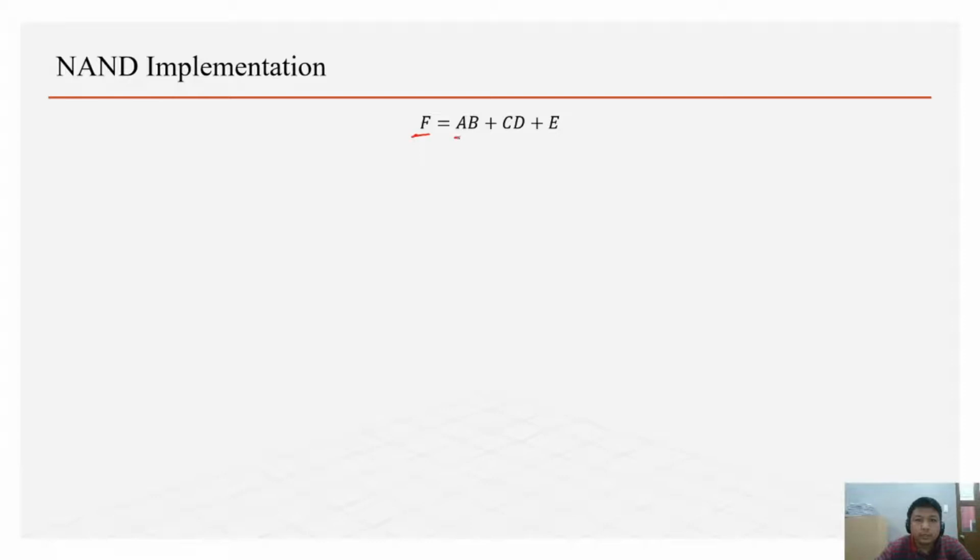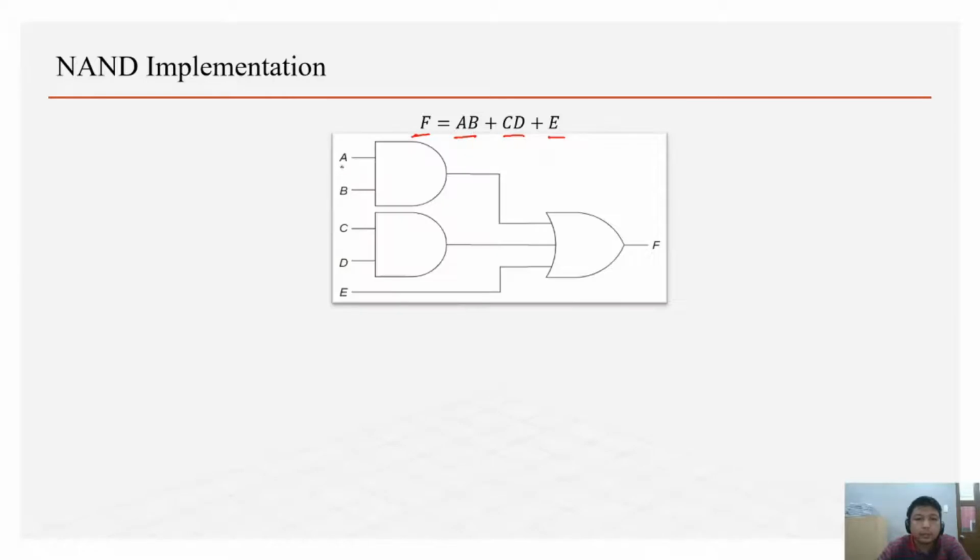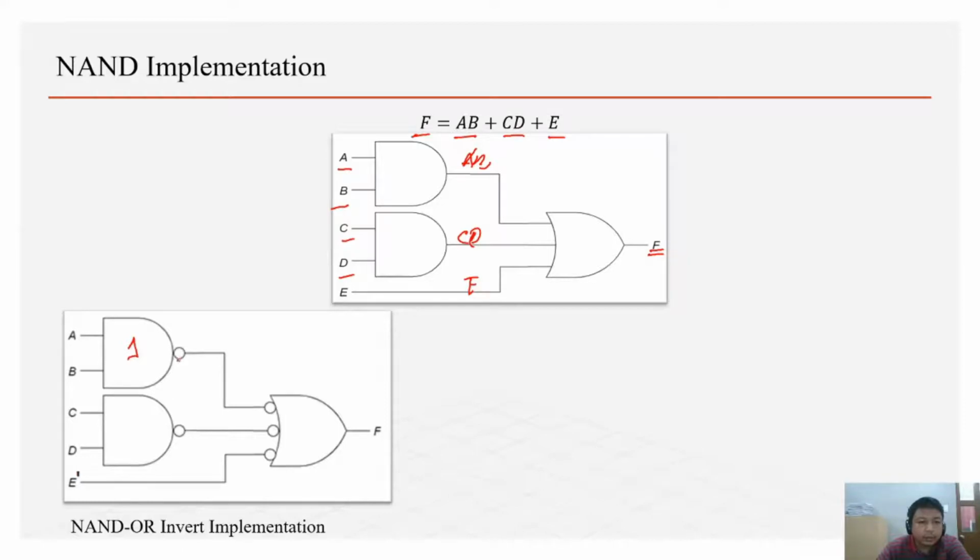Now, let's have this example. The function f is equal to ab plus cd plus e. The first thing that we need to do is to draw the original circuit based on the gates presented. We have here a ANDed to b, c ANDed to d, and the outputs ab, cd, and of course e are ORed together to form our function f. Then the next thing that we need to do is to convert it using the NAND OR invert implementation. So how are we going to do that?